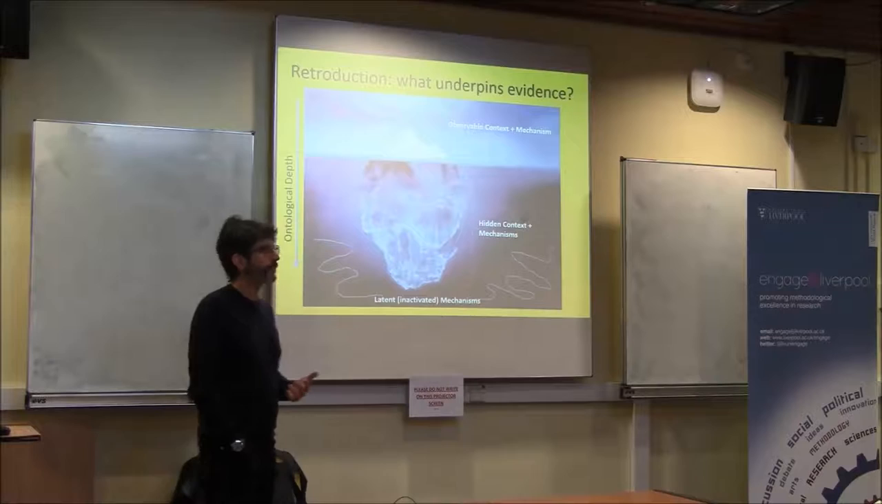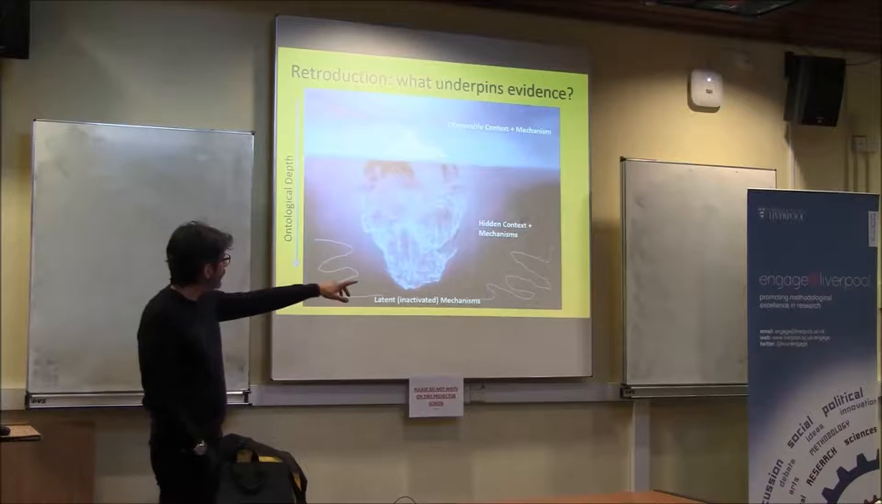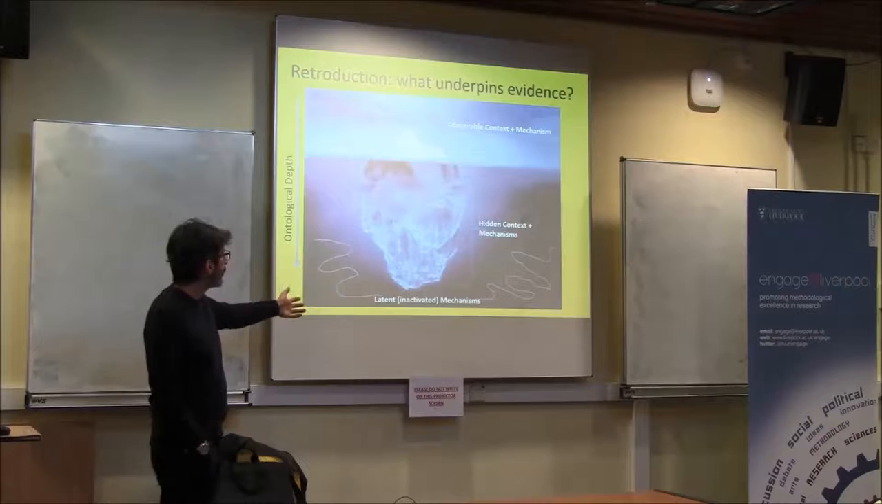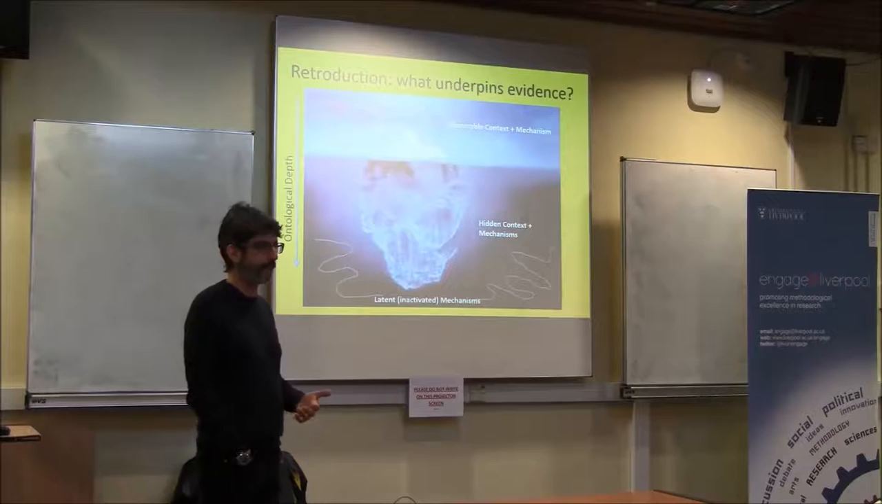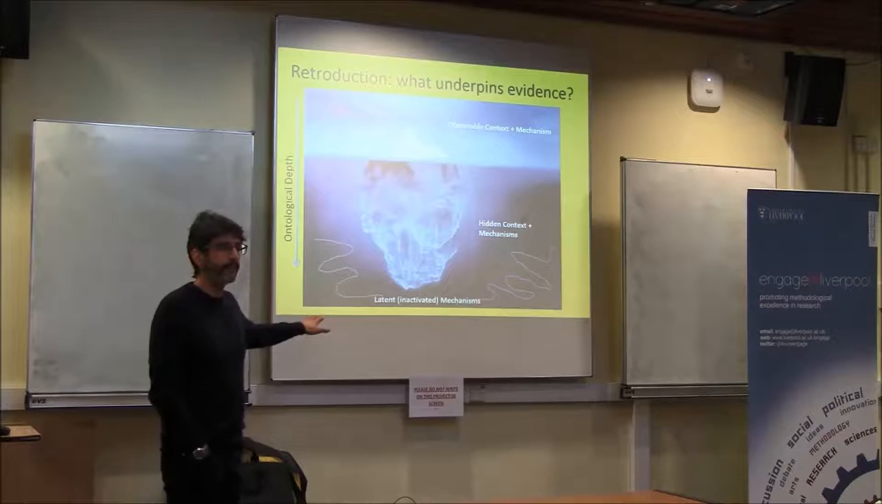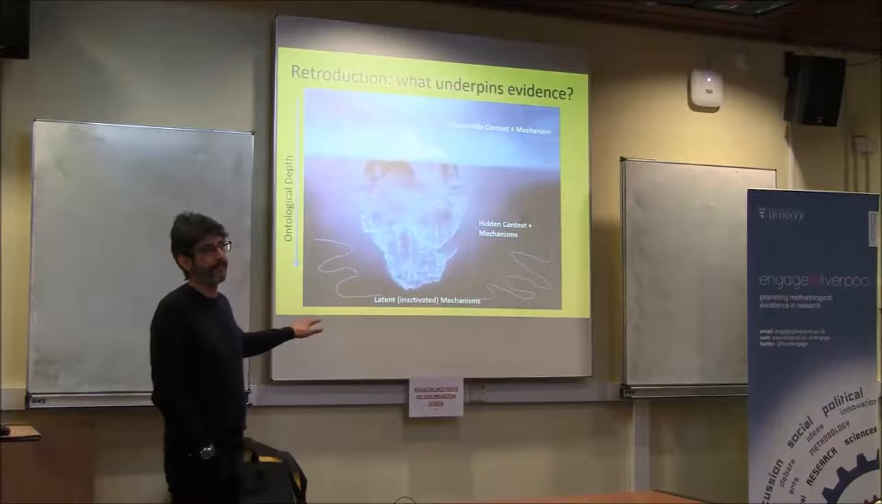And then here, the squiggly lines are sort of indicating the water around the iceberg. And those are the inactivated mechanisms. These are the mechanisms that are dormant in our reality, which is quite an interesting concept if you think about it. This comes from critical realism. They talk about this idea of the ontology of absence. What doesn't exist in our reality is also part of our reality.